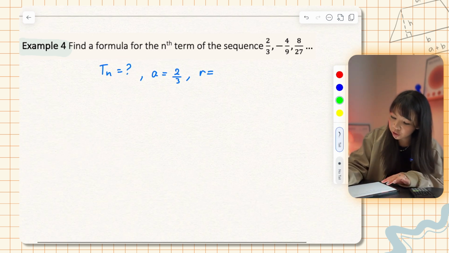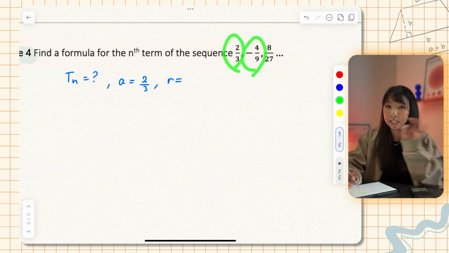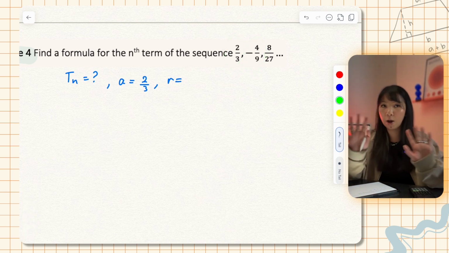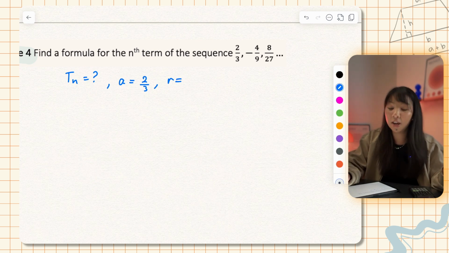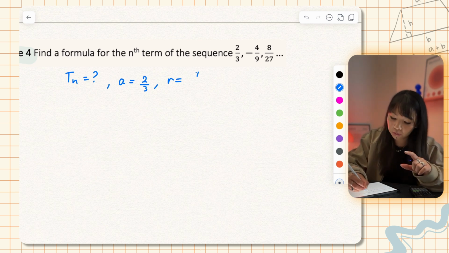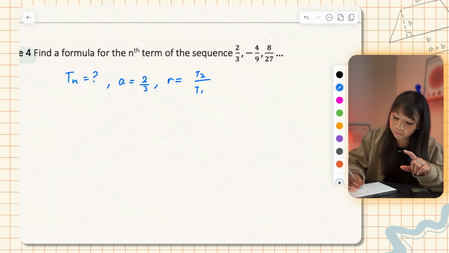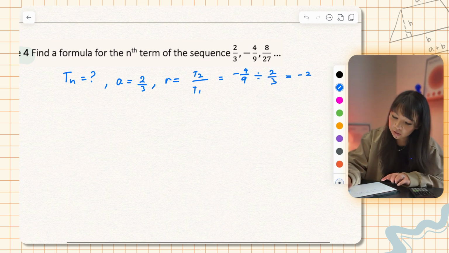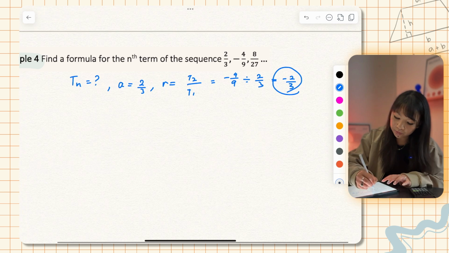Now, what does the common ratio look like? I can see what it is, but if you can't, because fractions are a bit much, what you can do is always take the ratio between the second term and the first term, so T2 divided by T1. In that case, if we get -4/9 divided by 2/3, this is going to give you -2/3. That is your ratio.